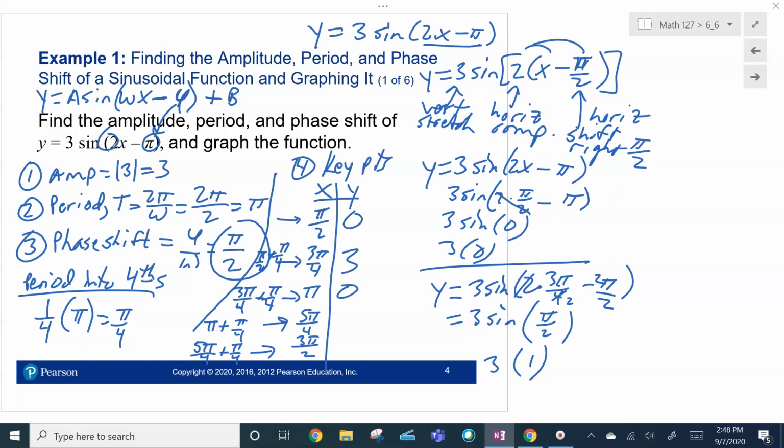Take 5 pi fourths. 5 pi fourths times 2, 10 pi fourths, which is 5 pi halves. Minus pi is 3 pi halves. Sine of 3 pi halves is negative 1 times that 3 in front. We got negative 3. And finally throw in the 3 pi halves.